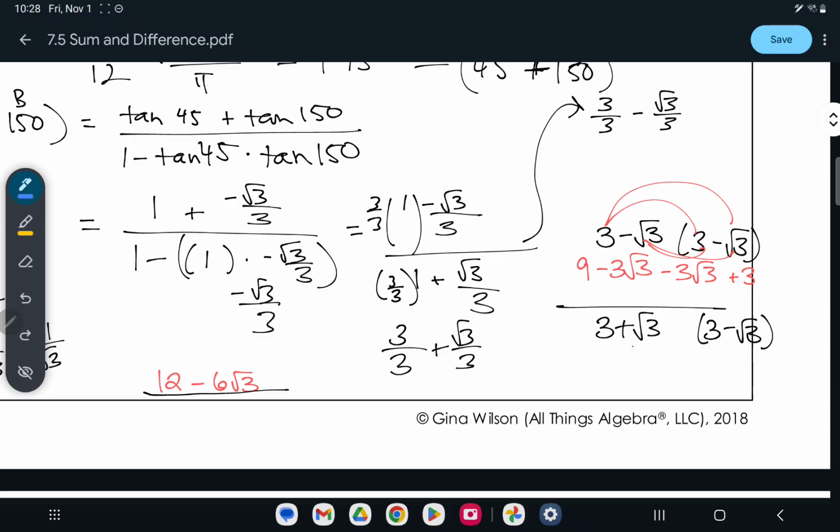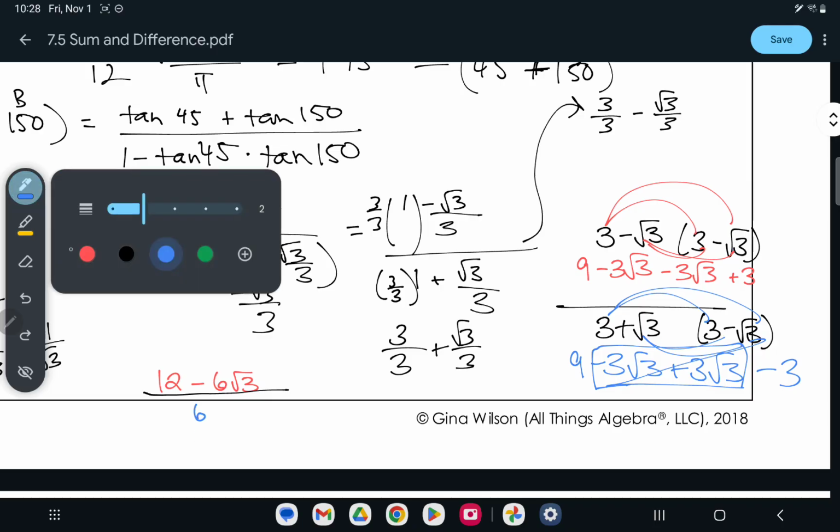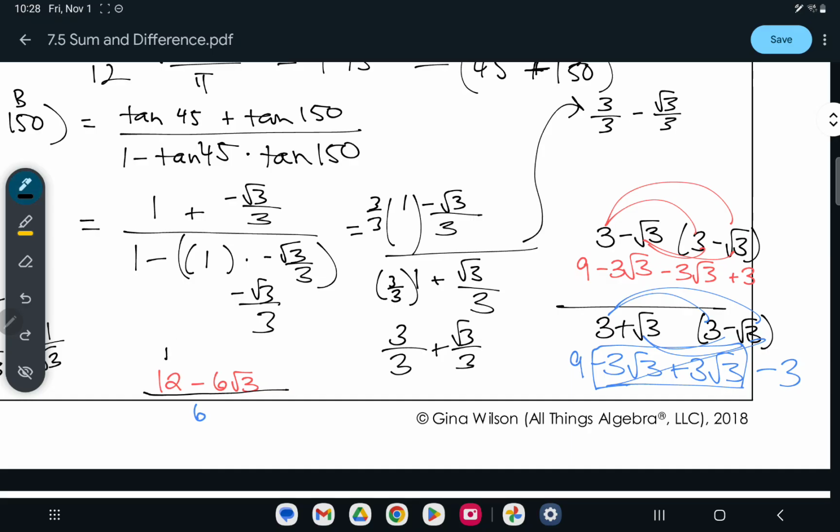I'll do the other one in blue. 3 times 3 is 9. That's negative 3 root 3. That's positive 3 root 3. And that'll be negative 3. The middle term with the radicals will cancel out. I'm left with 9 minus 3 to give me just 6. And then I can reduce all of these numbers by 6. So that gives me 2 minus root 3 over 1. And 2 minus root 3 is our answer.